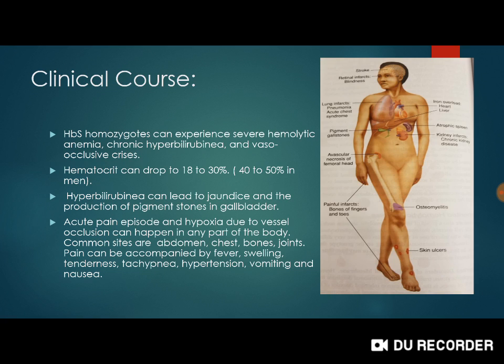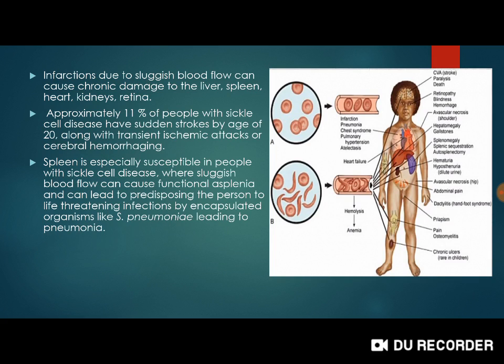Acute pain episodes and hypoxia due to vessel occlusion can happen in any part of the body. Common sites are the abdomen, chest, bones, and joints. Pain can be accompanied by fever, swelling, tenderness, tachypnea, hypertension, vomiting, and nausea. It can also lead to lethargy as well.